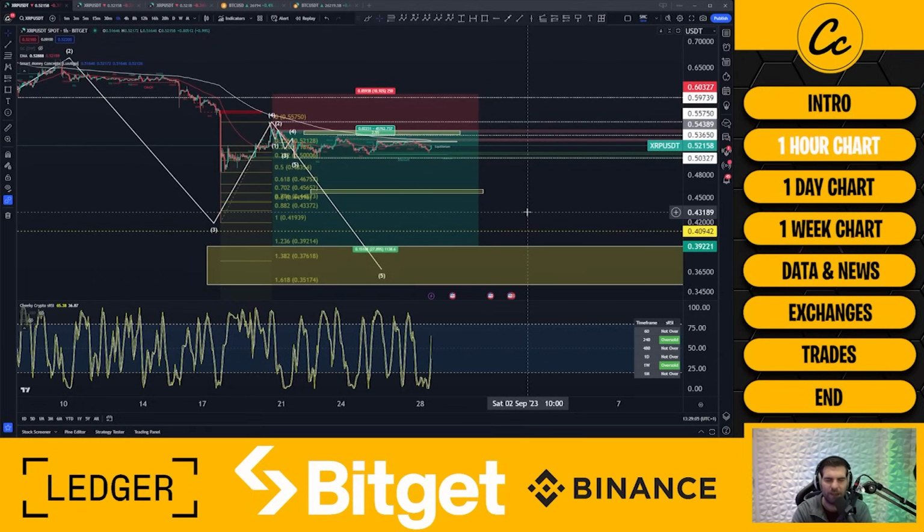So it could take a little bit of time to play out, but for the most part, our hourly chart is giving us a pretty clear direction at the moment, which is to the downside, unless, of course, proven otherwise, which we know would happen at 59.739.